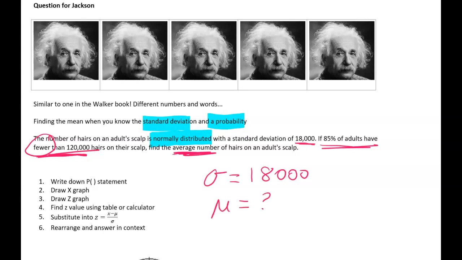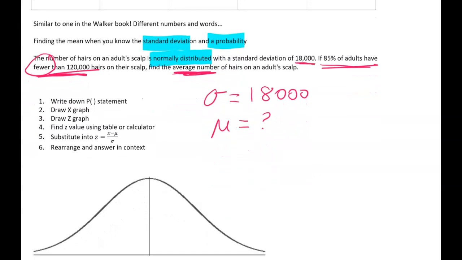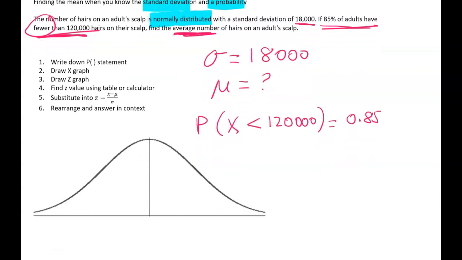So we're looking for the value of mu, and we're told that 85% have fewer than 120,000 hairs. So big X is the number of hairs, the real life thing. Big X is less than 120,000. The probability of that happening is quite high, it's 85%. So we can write that statement down, and then we're going to draw the graph with the X.